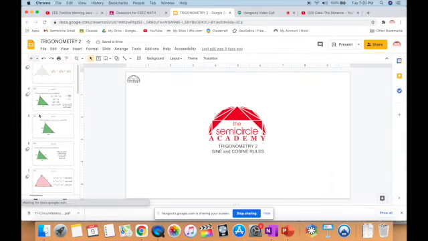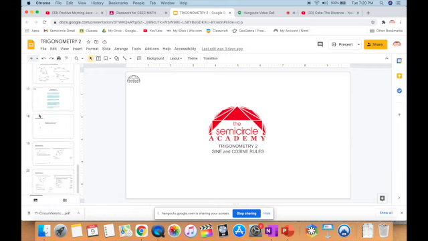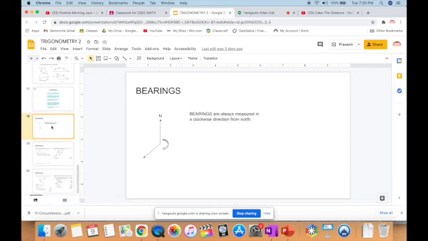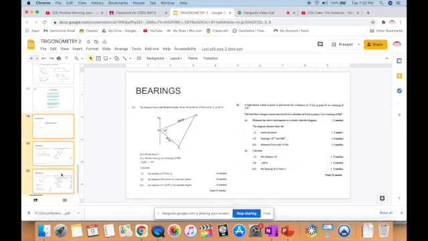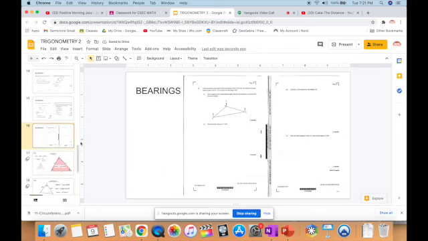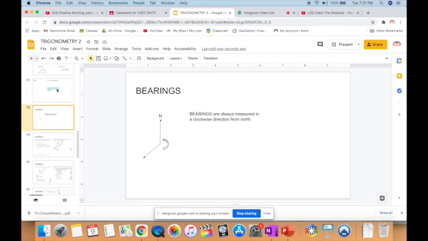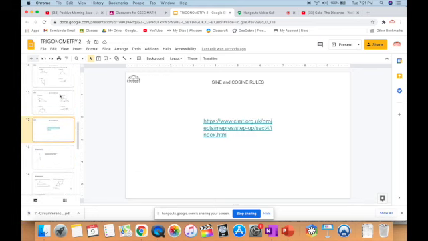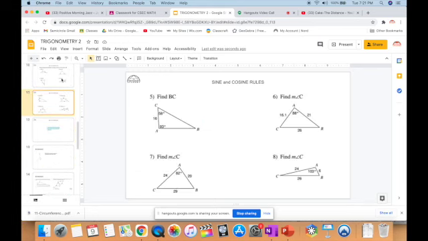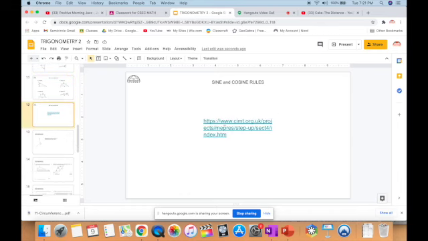So you can see trig 2 is where we were working with our sine rule and cosine rules, and I've put all of the bearings questions on the end. I'm actually going to move them more to the middle. So all of these are CSEC questions, right? So the bearings section, right after sine and cosine rules. So these are the 8 questions we did for sine and cosine rules, and then they had the link for more, right? You're seeing this, right?